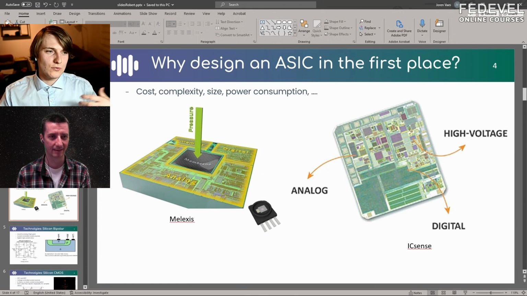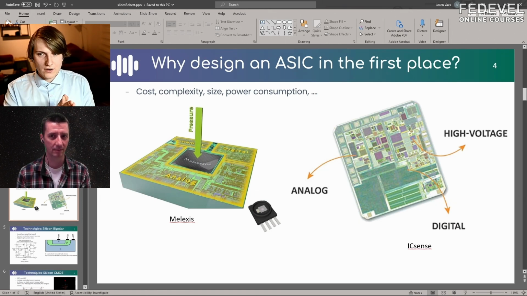But if you go to more modern turnkey ASICs, where a customer comes with a specific requirement, you have quite a few of these companies. For example, Melexis, which used to mostly focus on automotive, where a car company would come to them and ask for such a design, and then there might be a deal where after 5 years Melexis is allowed to sell the chip to other car companies as well.